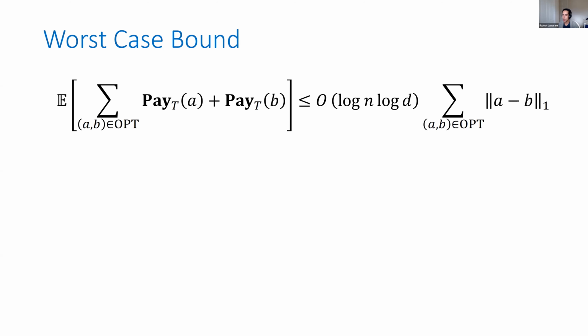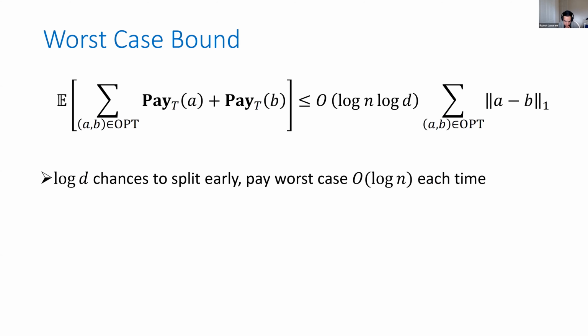So the reason I wanted to go through this worst case analysis is to show you where this extra log d factor is coming from. And the idea is that in this quadtree, we had log d chances for optimal pairs to split early. And what we said is that anytime they split early, they're going to pay a log n factor. And they're going to have to pay this log n factor to move together.